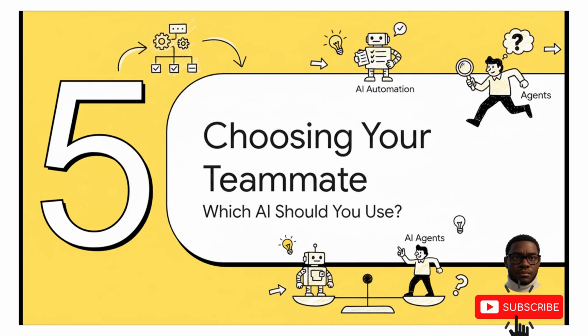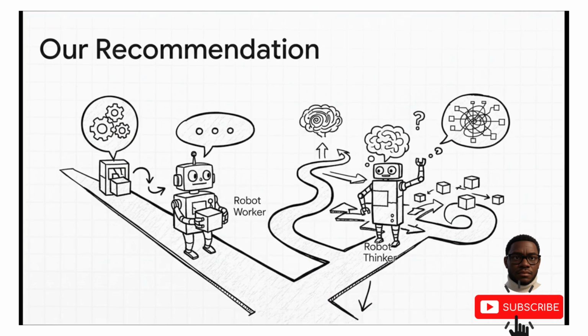So, this all brings us to the big question. Which of these AI teammates should you actually hire for your own tasks? Well, here's our pretty straightforward recommendation. For any task that is super repetitive and predictable, use AI automation. It's cheaper, it's faster, and it's incredibly reliable for those kinds of jobs. But the moment your task requires making decisions, solving complex problems, or having real conversations, you need an AI agent.